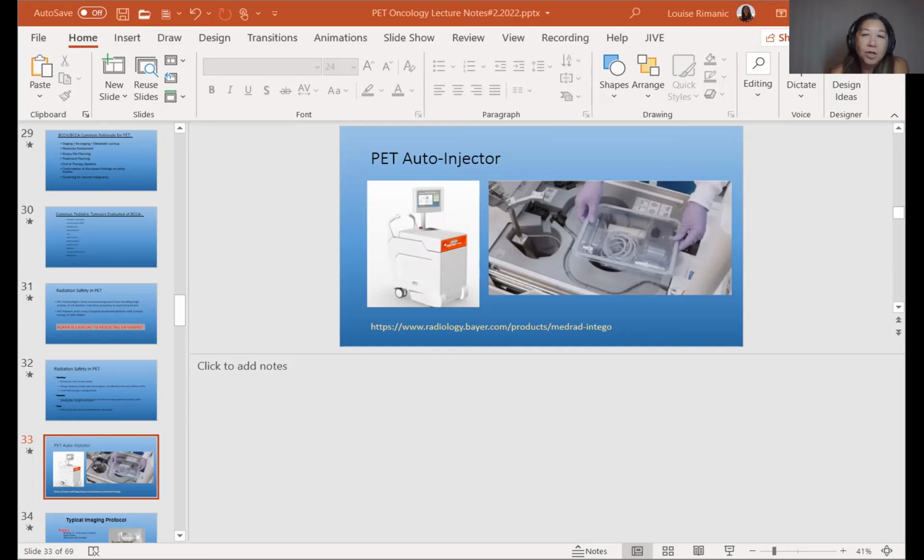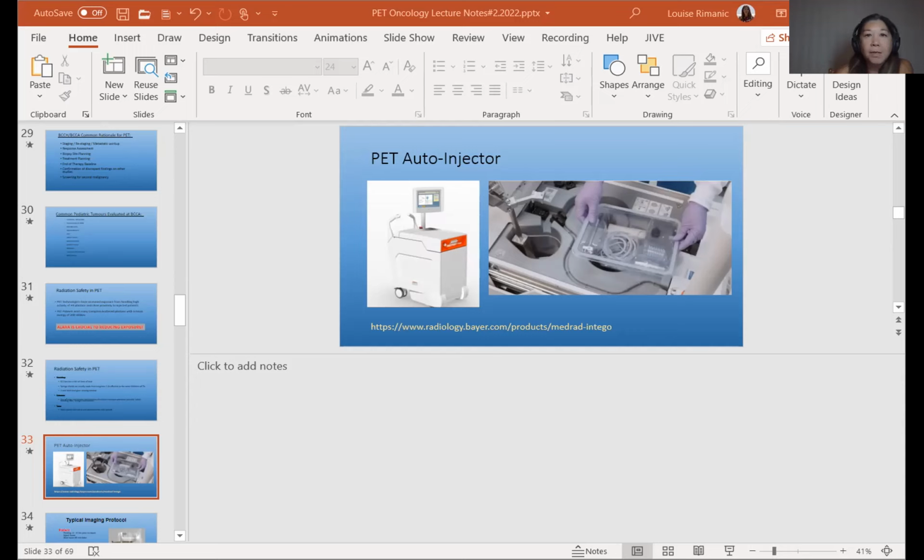So generally speaking, we want them to avoid strenuous exercise, certainly on the day of the scan. Some places are even saying to not do any strenuous exercise the day before, and certainly during the uptake period, you don't want them doing any exercise.